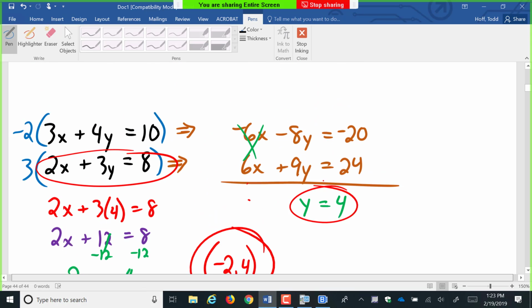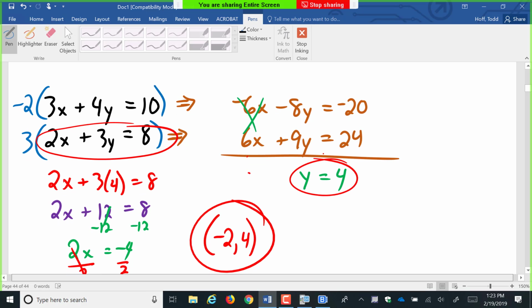Why it works? That's a very good question. Remember, we take this top equation here, which is negative 6x minus 8y equals negative 20. And I can add or subtract the same thing to either side. I'm going to add in this case. And what I'm going to add is 24 to both sides.